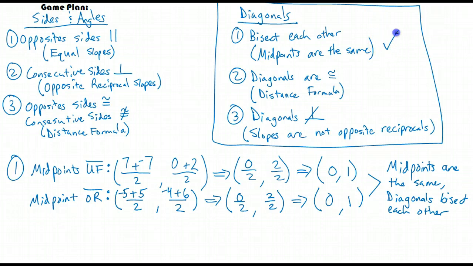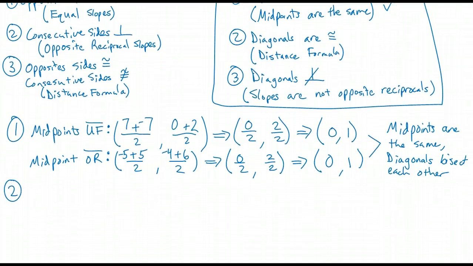I can check task 1 off my game plan. Let's go on to task 2. I need to prove that my diagonals are congruent. To prove that my diagonals are congruent, I'm going to find the measure of each diagonal. To find the measure of each diagonal, I'm going to use the distance formula.